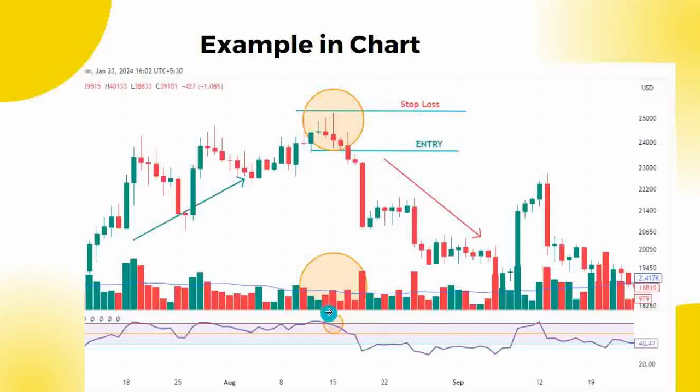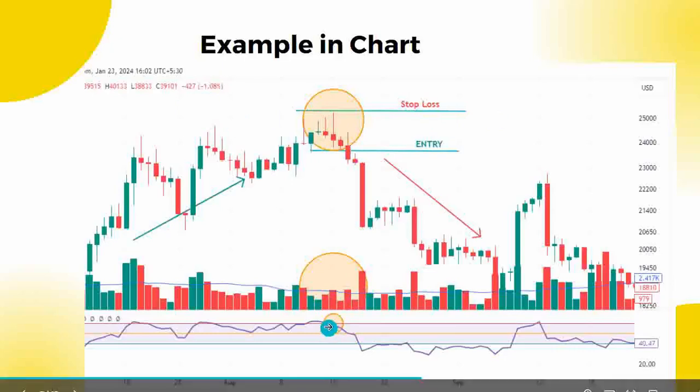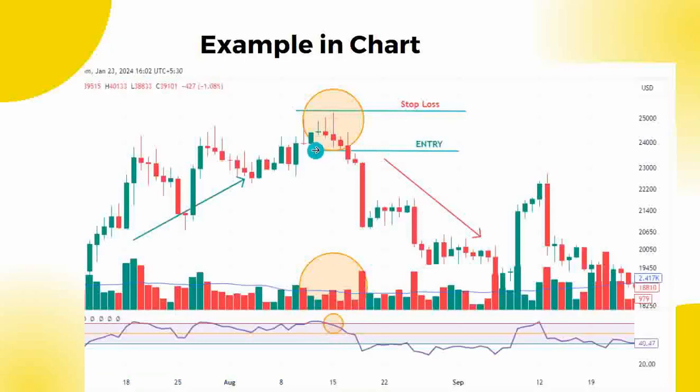Also see the volume is increasing, and moreover RSI crosses below 60, which shows that the trend is confirmed to reverse. So we can enter this trade right after breaking the low of this large shooting star candle.